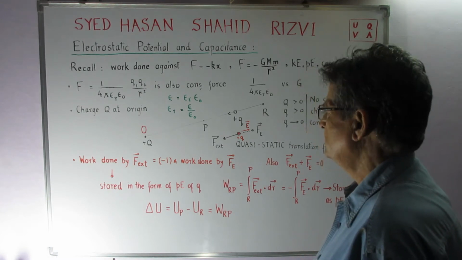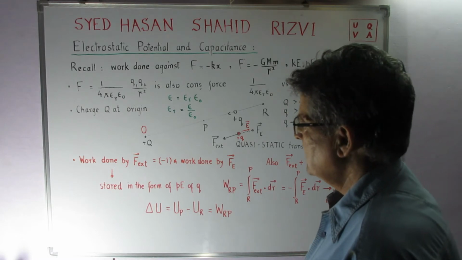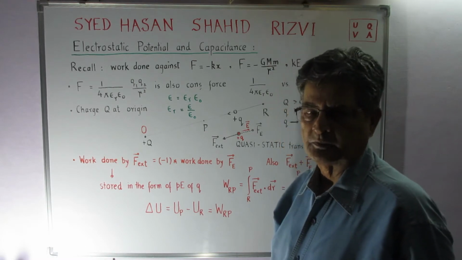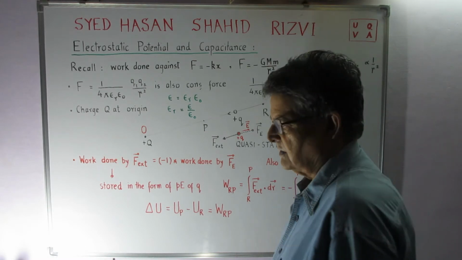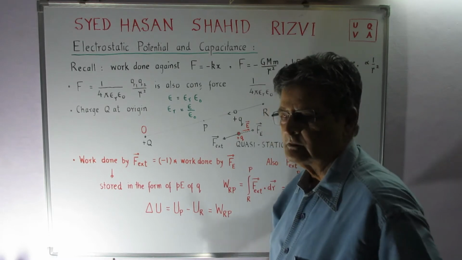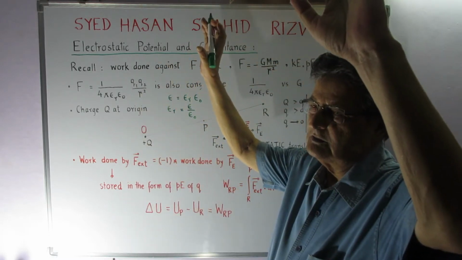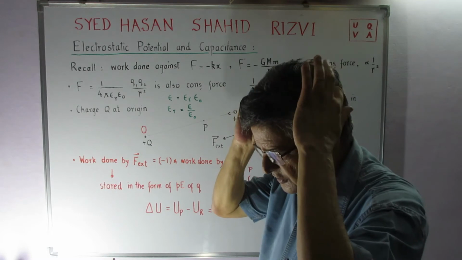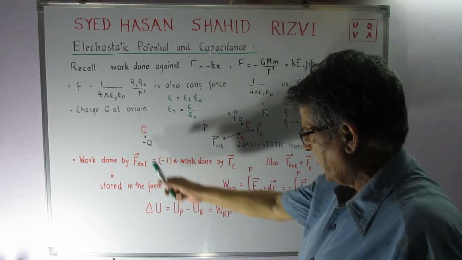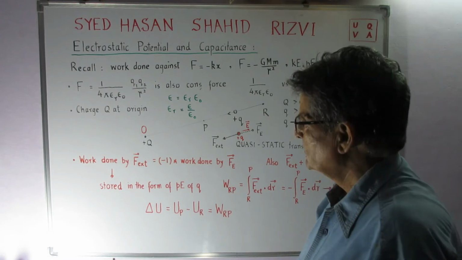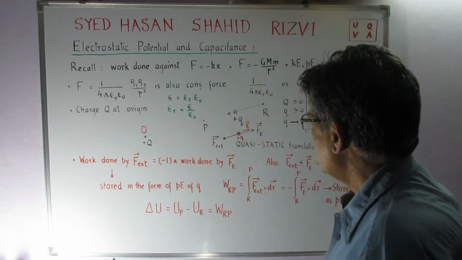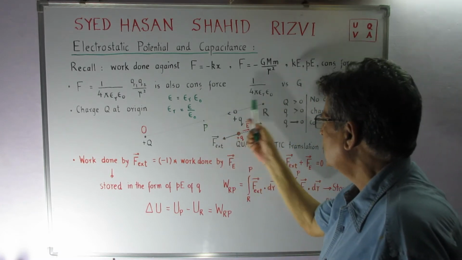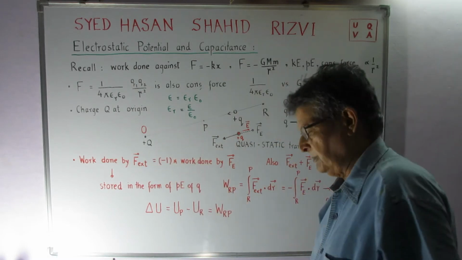Now let us take a system where I have a charge capital Q held at the origin. When I say held, and you ask me how come, then I say, I don't know. God knows. This is imagination. So it is held here, situated here at the origin. And then let us take 2 points R and P which are on the line joining the origin.